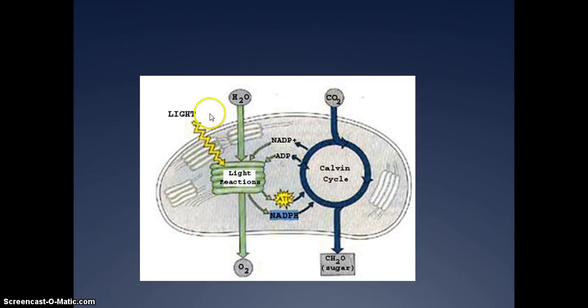Here it is, just a summary. Light hits, water is split, and hydrogen protons are picked up by NADP plus, forming NADPH. This is necessary to produce ATP, which will continue helping the light independent reaction right here, during which carbon dioxide is absorbed, and hydrogen protons from NADPH as well as carbon dioxide are fixed as glucose, which is released out of the chloroplasts.